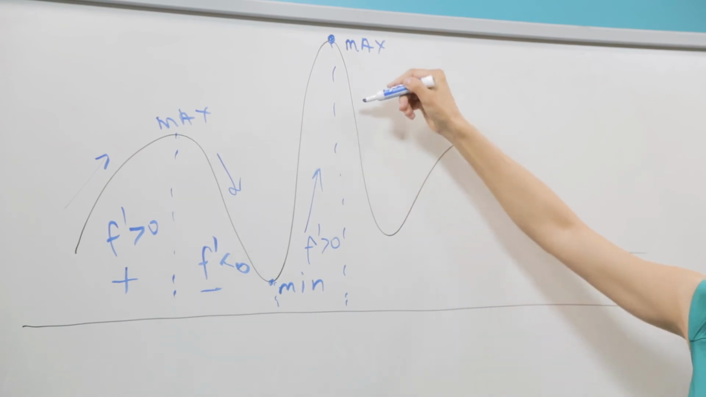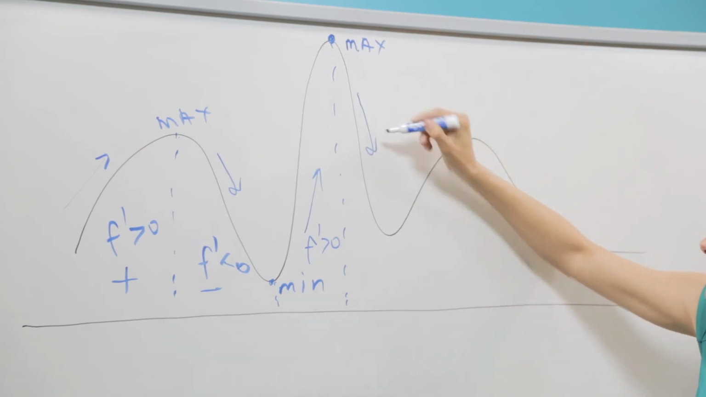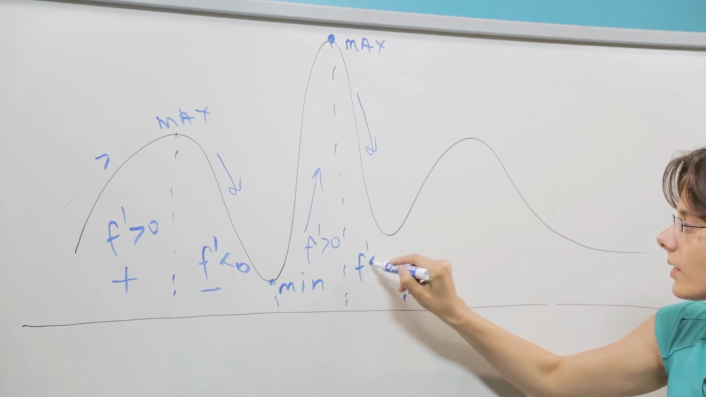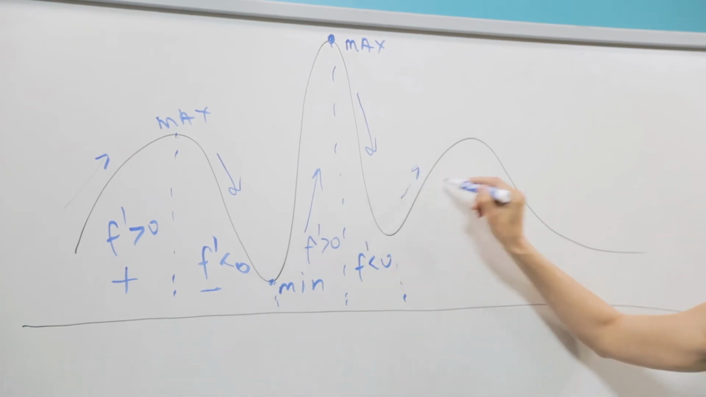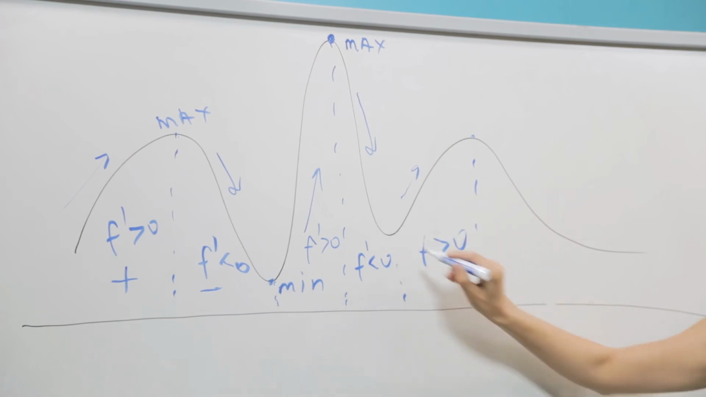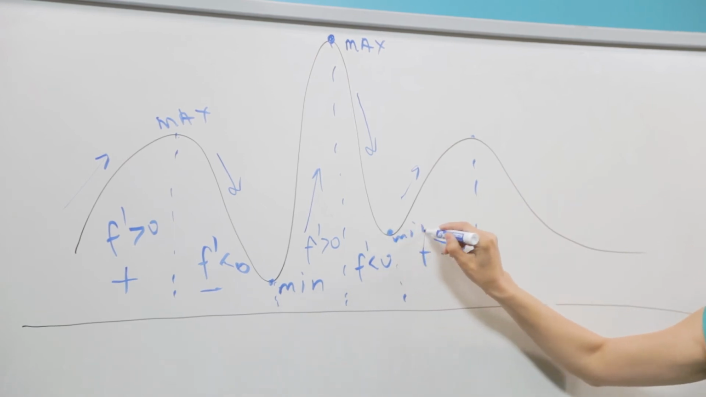Now again, the first derivative will be negative because the function is decreasing. And here the function starts increasing, so the first derivative is positive. And we have a minimum point here.